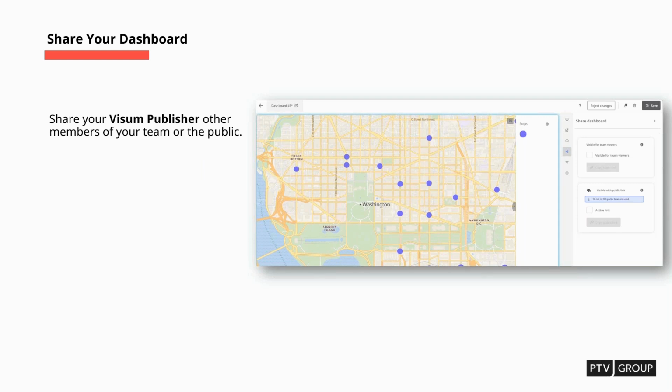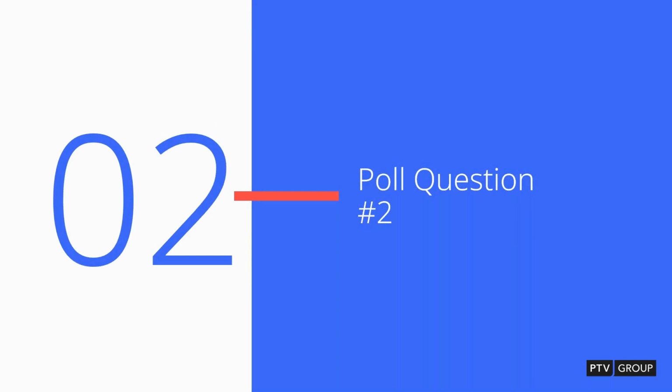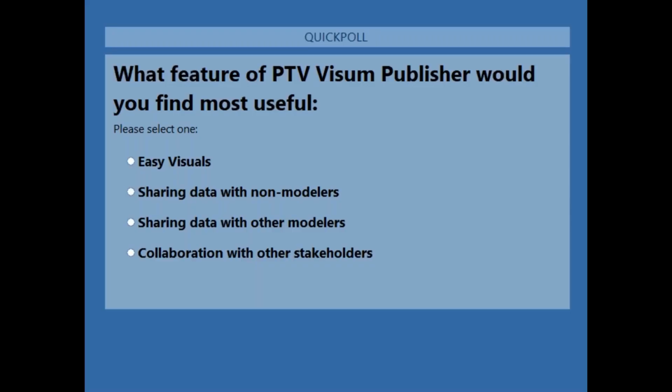All right. With that, right before we jump in and do some examples, we are going to have one more poll question. We just want to ask what features would be the most attractive for you as far as Publisher. So whether it's the ability to just quickly create visuals, whether it's sharing data to non-modelers, sharing data amongst other modelers, or just that collaborative piece, commenting, being able to go back and forth. And we'll leave that open just for about a minute here.